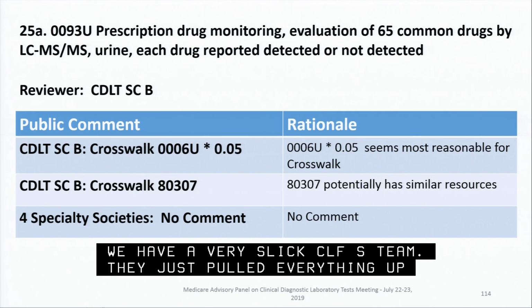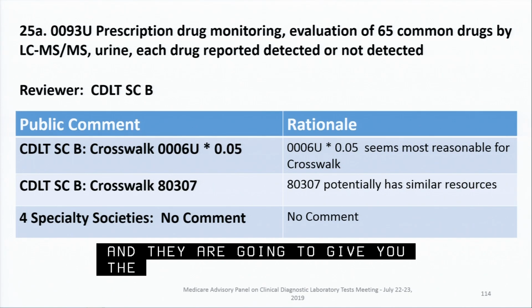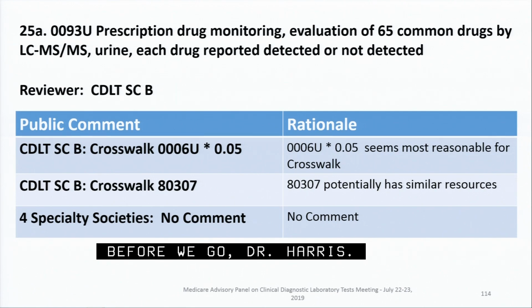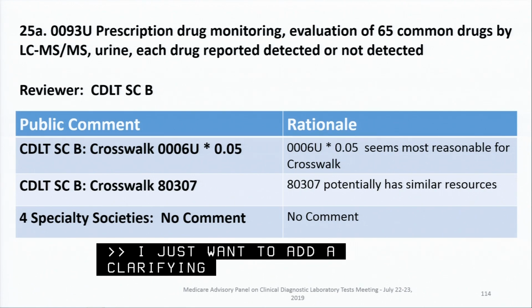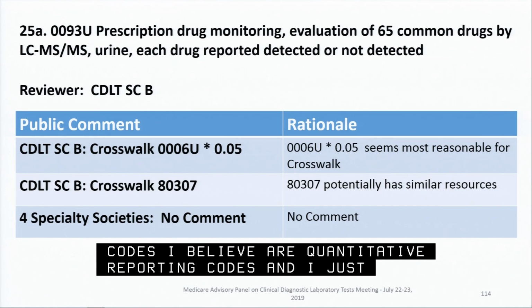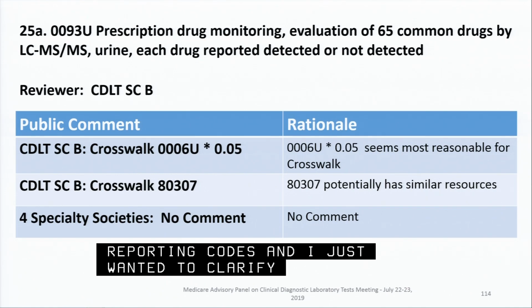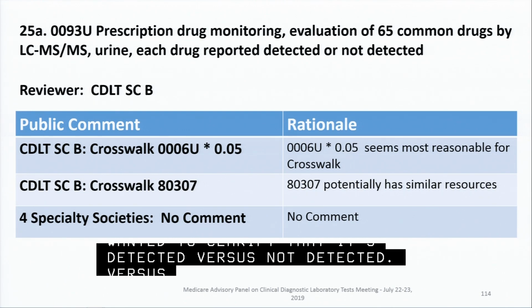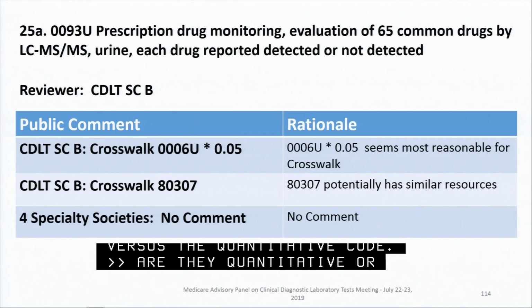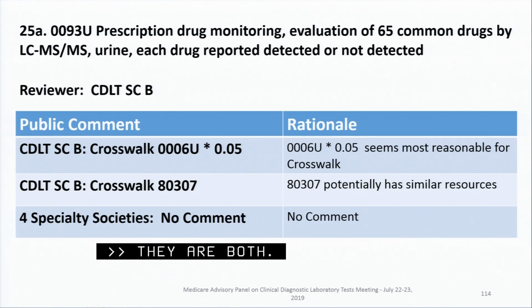Before we go, Dr. Harris? Yeah, I just wanted to add a clarifying question when the research is done on these codes as well. The G codes, I believe, are quantitative reporting codes, and I just wanted to clarify that this code, the 0093U, is detected versus not detected as opposed to the qualitative quantitative code. Are the G codes quantitative or definitive? They're both.